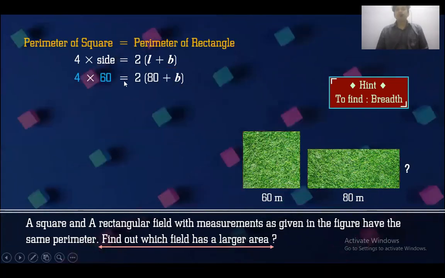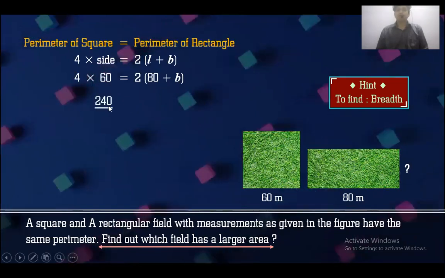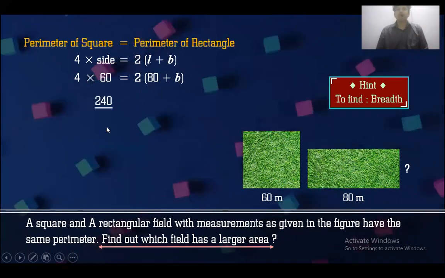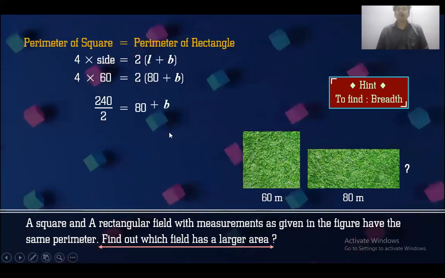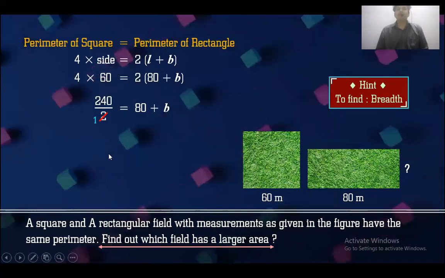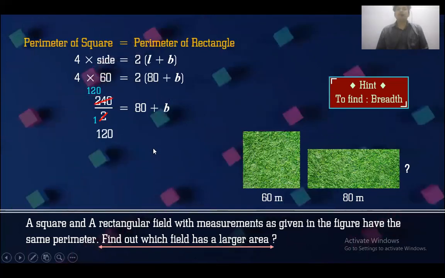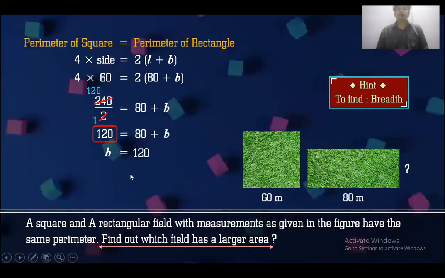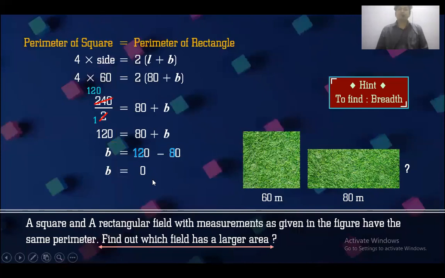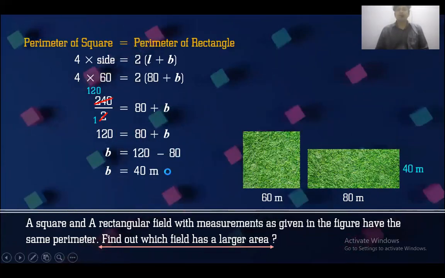Simply solving this equation, if you further simplify, 60 into 4 is 240, and this 2 will come here and divide 240. So I'll get 80 plus B on the right hand side. In order to find B, first I'll simplify the left hand side, which comes out to be 120. So 120 is equal to 80 plus B. Now we'll bring this 80 to this side and it gets subtracted from 120. So the answer for B is 40 meter. I hope you are clear with these calculations for finding the breadth of the rectangle.